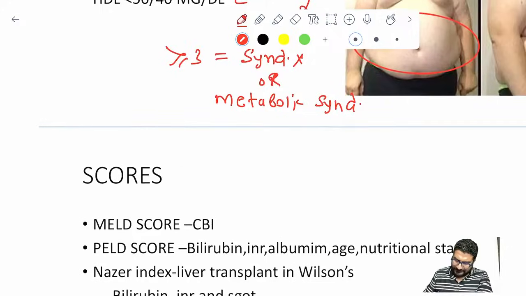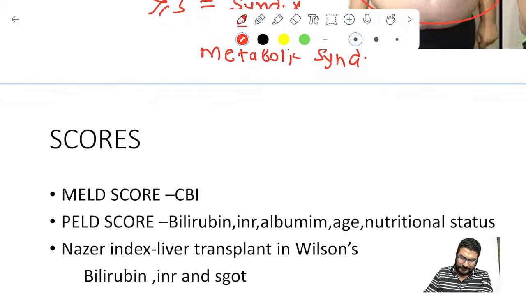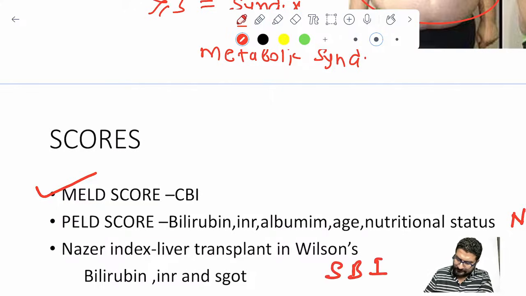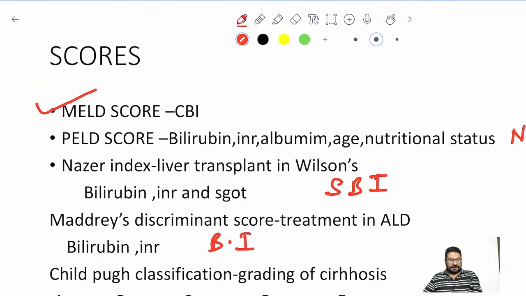Okay, moving to all the scores. So MELD score, what we have: creatinine, bilirubin, INR. PELD score, you can remember by mnemonic: nutrition status, INR, albumin, bilirubin, albumin, age. How do you remember it? You can remember the Nagar index, SBI, and Child-Pugh ABCDE.